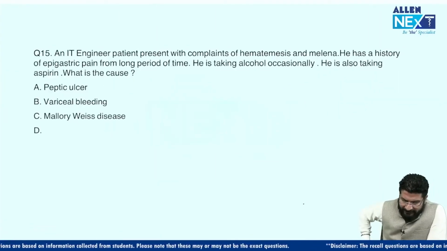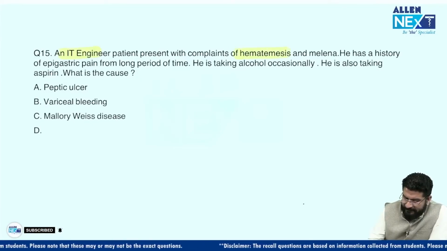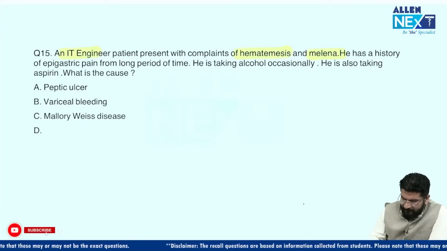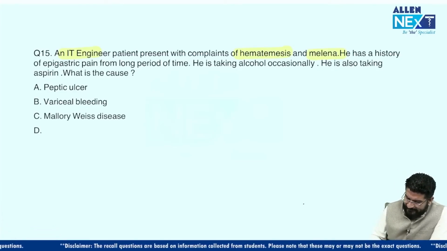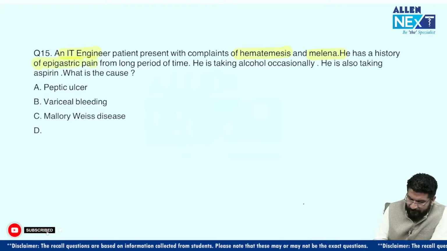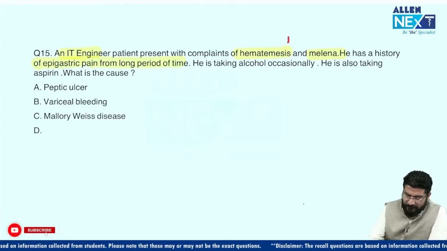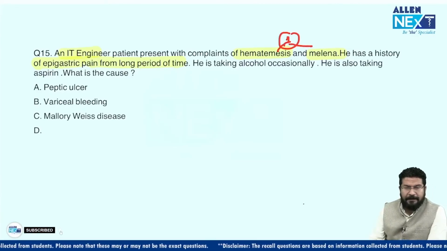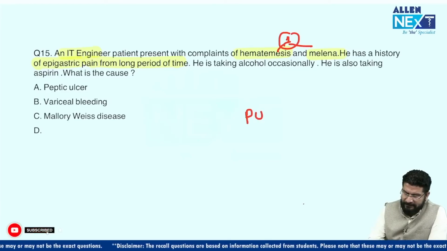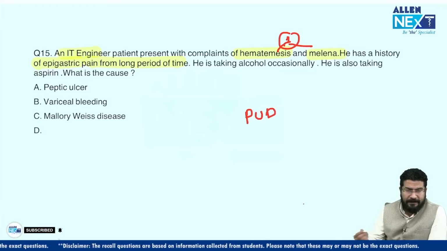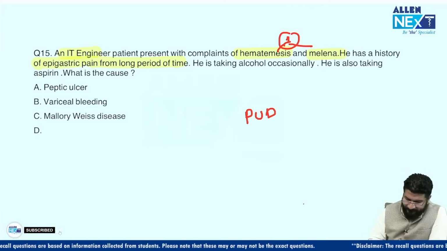Coming to the next MCQ, an IT engineer. Patient presents with complaint of hematemesis and melena. So the patient is having both upper GI bleed and lower GI bleed, right? History of epigastric pain from a long time. Now see, the first hint in the MCQ is that there is both type of bleed. And remember, the most common cause of both types of bleed is peptic ulcer disease. Most common cause of melena, most common cause of upper GI bleed, hematemesis, that is peptic ulcer disease.